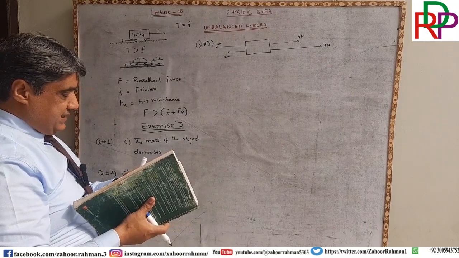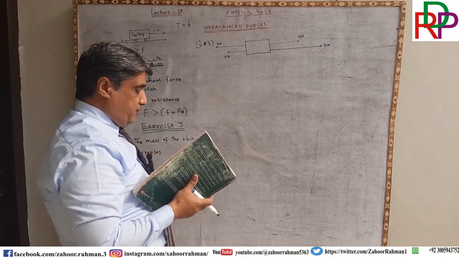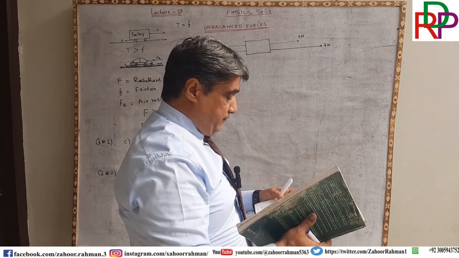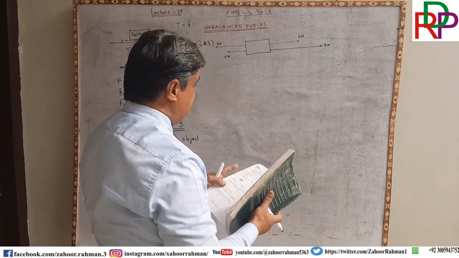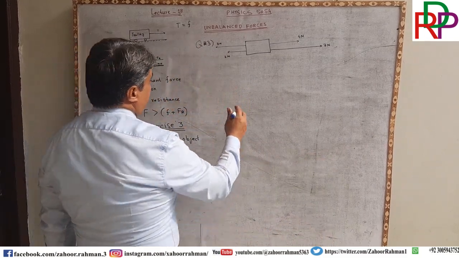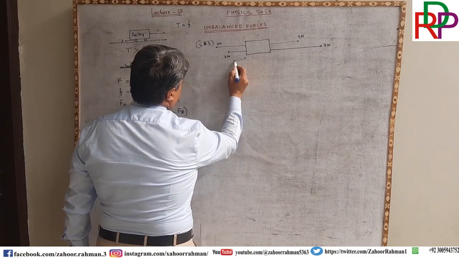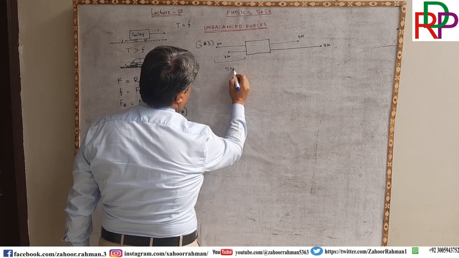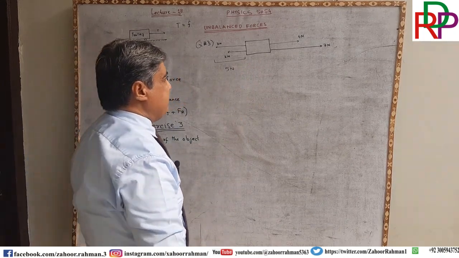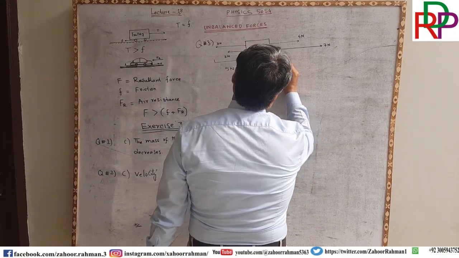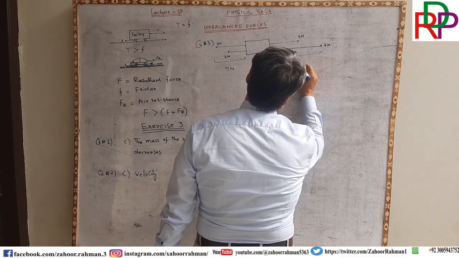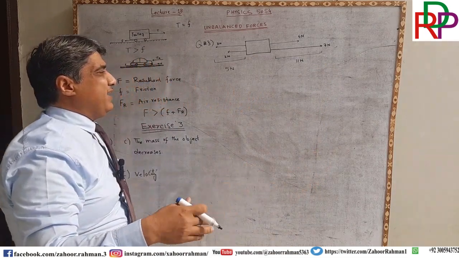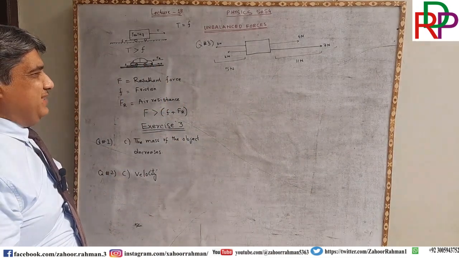The question is saying the diagram shows four forces acting on a block. What is the resultant force? The A option is saying 0. No. We have to add these. The total force acting on the left side is 5 Newton, and the total force acting on the right side is 11 Newton.